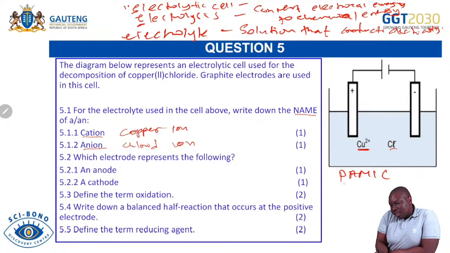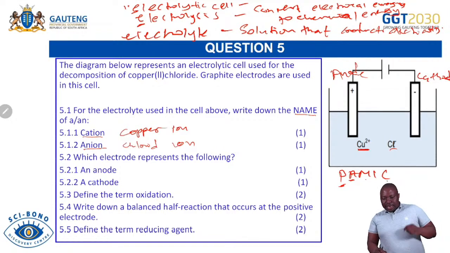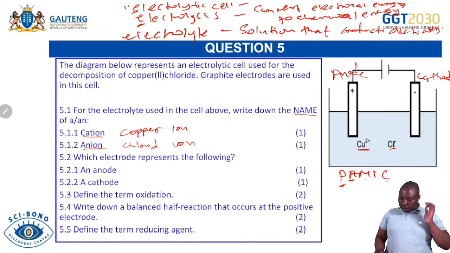PANIC is saying the positive is anode. So you must be able to know that the positive one is the anode, the negative one is the cathode. So you must know that this is the anode because it's positive from the word PANIC, and then this is the cathode because it's negative. Please, when you're given, just start by identifying which one is the anode, which one is the cathode.